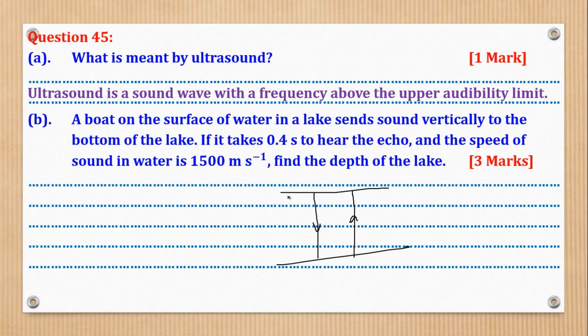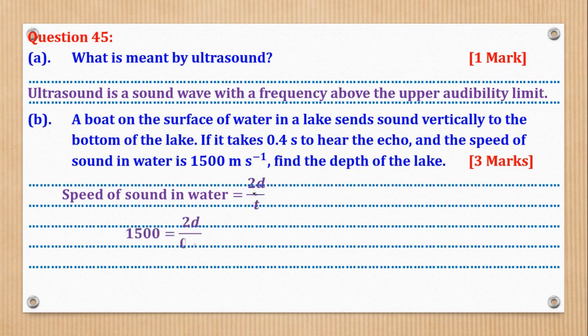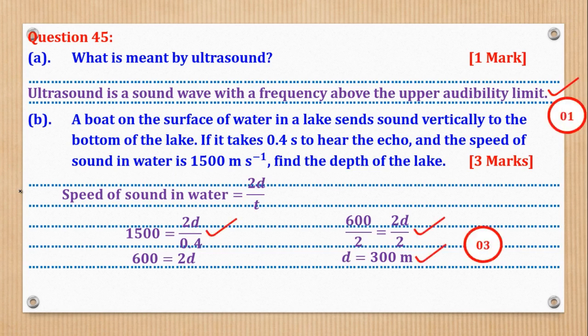Meaning that if this is D from here to here, the entire distance traveled by this sound will be 2D, because this is D going down and D coming back. So speed of sound will be distance moved, which is 2D, over time taken, which is T. So come and substitute. Speed was given, D is not given, but time was given. So cross multiply and divide both sides by 2 to get the value of D. And that's what they wanted. So that's how the marks will be awarded.